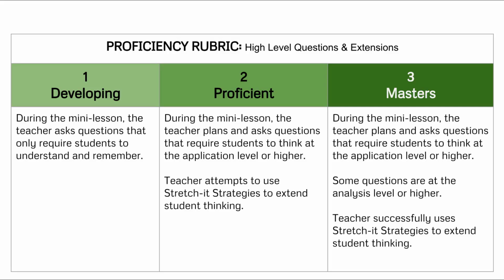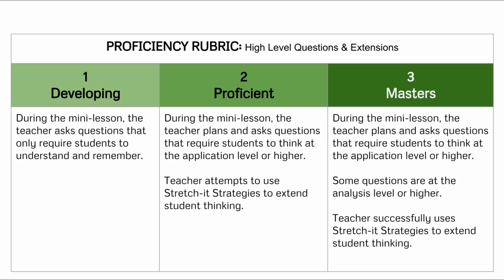Now that you've learned how to refine questioning techniques, let's review the proficiency rubric one more time to see what you need for your upcoming demonstration. During the demonstration lab, you'll present a 10-minute mini lesson in which you model asking questions at the application level or higher. You'll receive feedback based on the proficiency rubric you see on the screen. To earn credit for this course, participants must score at the proficient or master's level.